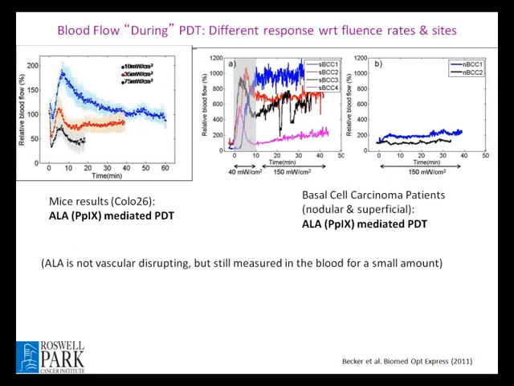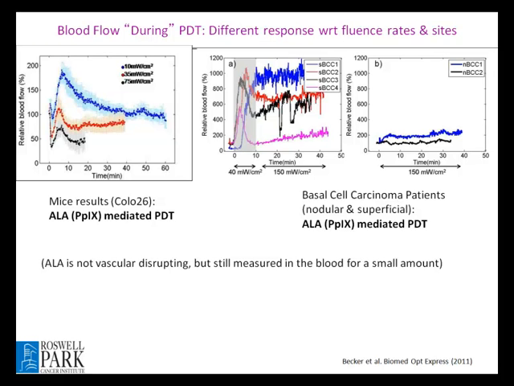What we saw in Roswell is that you can continuously monitor, but everything changes with respect to fluence rate and also the tumor model. For example, ALA-PpIX is well known not to be a really vascular disrupting agent. It gives a temporary occlusion, but it can recover very quickly. It doesn't accumulate too much in the blood supply, but we saw that as you increase the fluence rate, you are actually decreasing the blood flow. But this was the Colo26 mouse model.